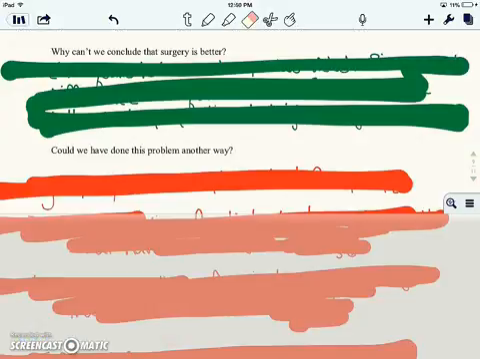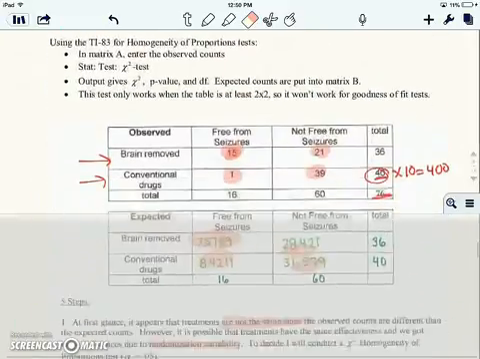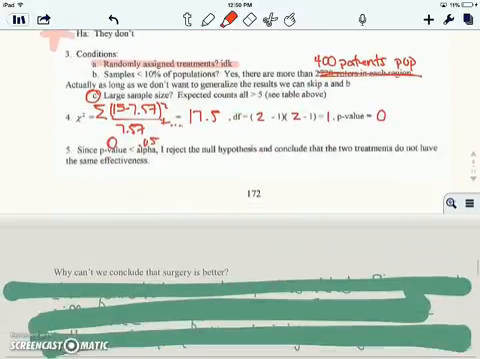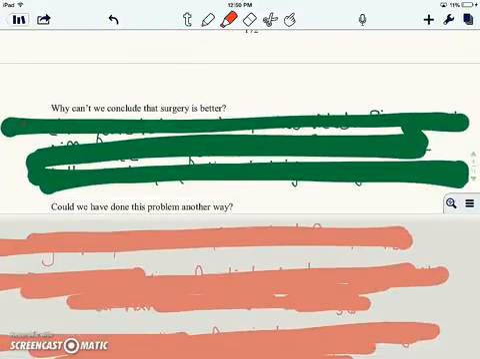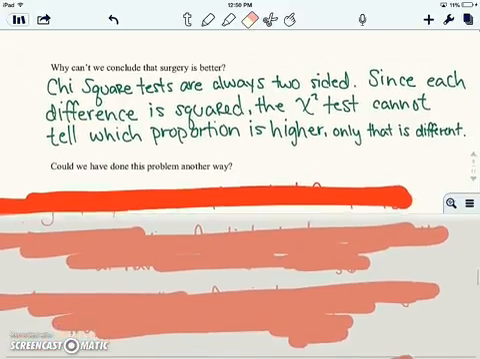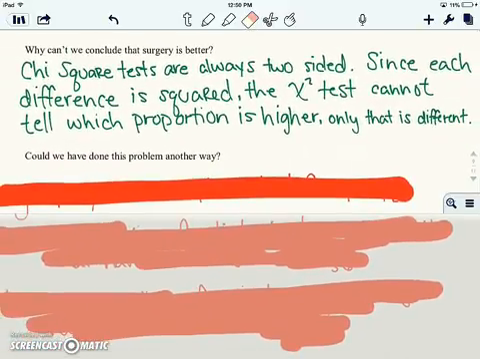A really common question is, why can't we conclude that surgery is better? Because it looked like it was based off the data. I mean, 15 out of 36 versus 1 out of 40 free from seizures. And that is because our test was two-sided. So it's just saying there is a difference. We can't conclude that one version is better than the other. We just have to say it's different.